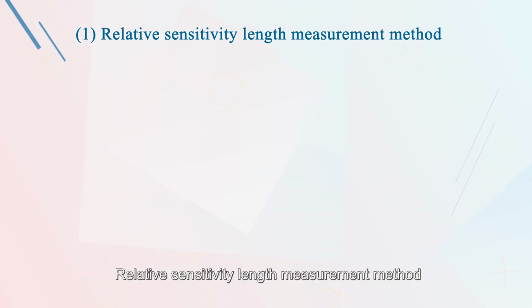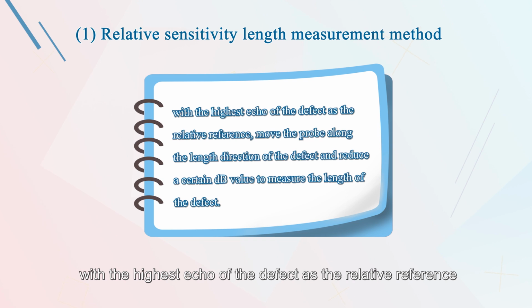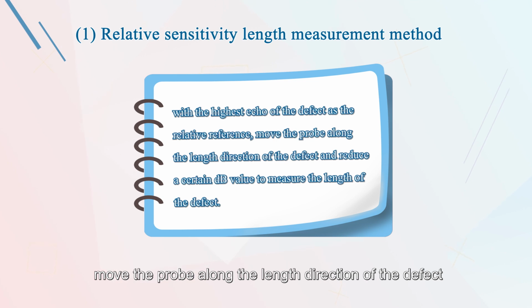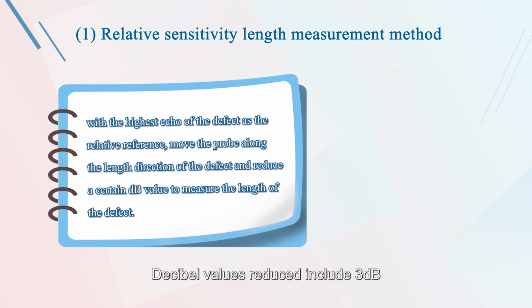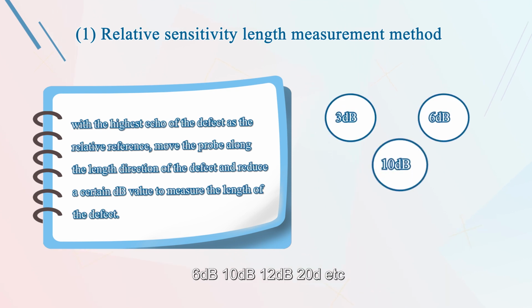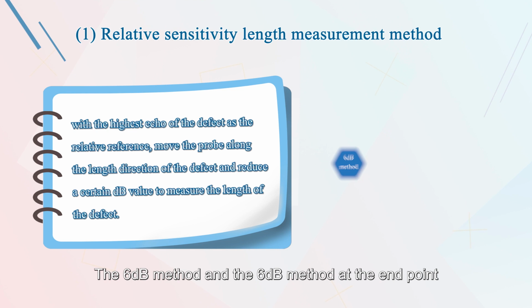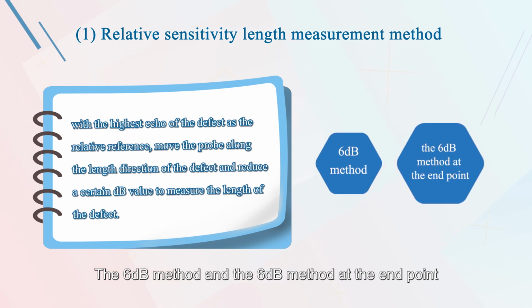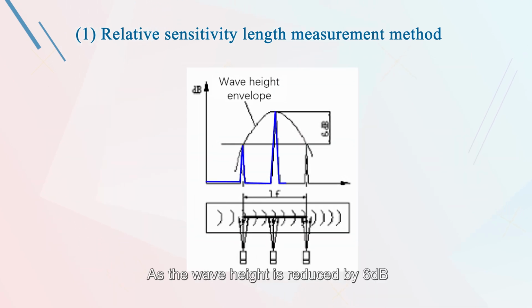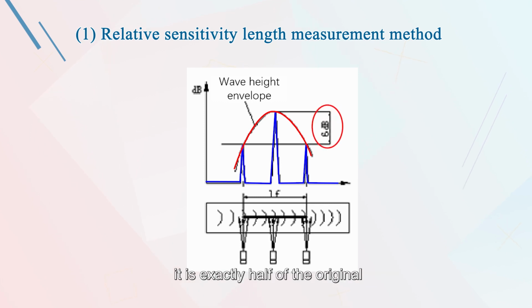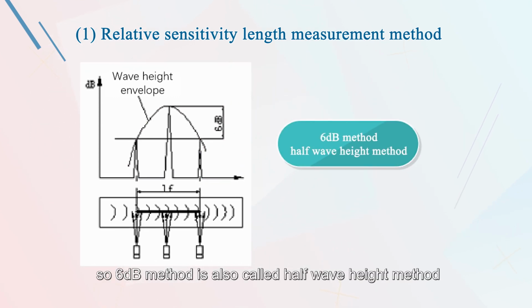Relative sensitivity length measurement method: with the highest echo of the defect as the relative reference, move the probe along the length direction of the defect, and reduce a certain dB value to measure the length of the defect. The sample values reduced include 3 dB, 6 dB, 10 dB, 12 dB, 20 dB, etc. The 6 dB method and the 6 dB method at the endpoint are commonly used. In the 6 dB method, as the wave height is reduced by 6 dB, it is exactly half of the original, so the 6 dB method is also called the half wave height method.